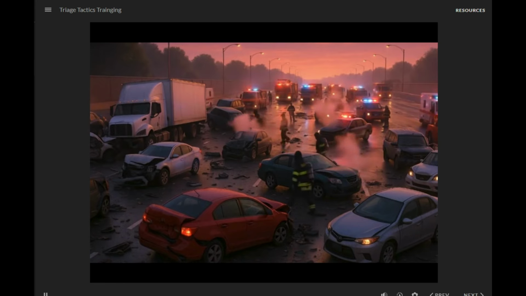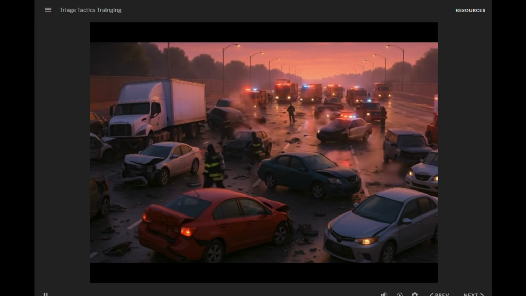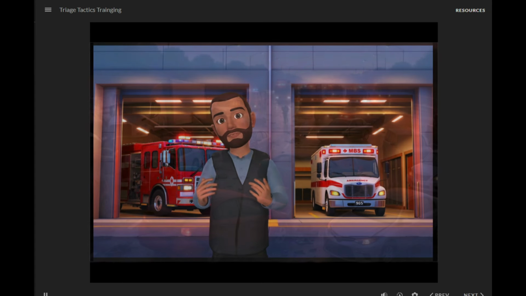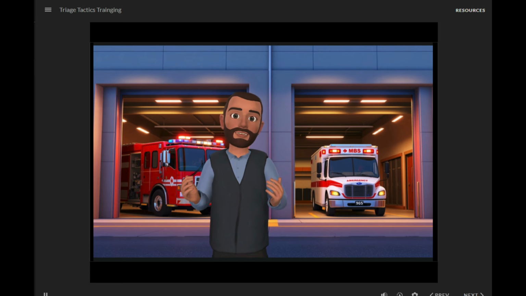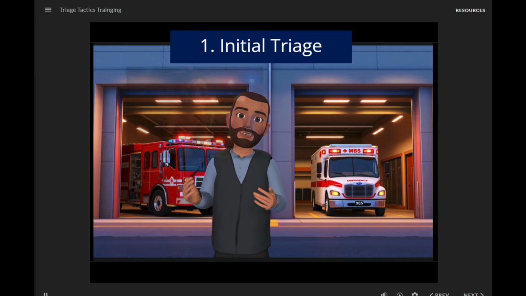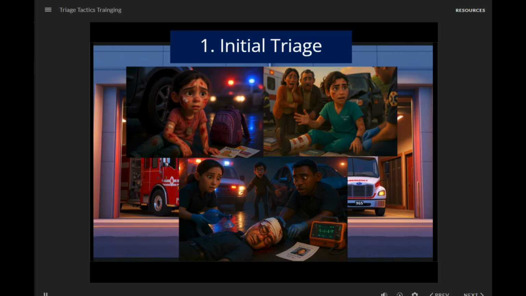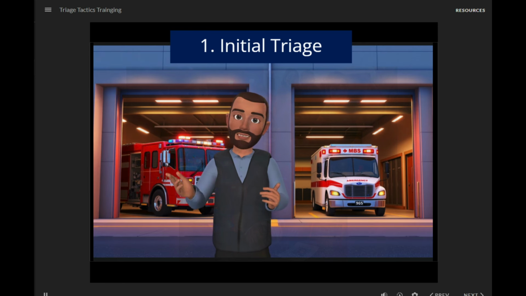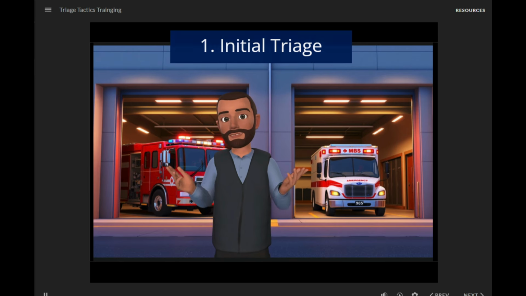Light rain has reduced visibility, and you're responding as part of a two-person EMT crew. The fire department has secured the scene, police are controlling traffic, and your ALS backup unit is 8 minutes out. You will experience 3 distinct scenarios from the same MCI. Scenario 1, initial response. You'll assess and perform initial triage on 3 patients from the collision. Each patient presents with different injury patterns and emotional backstories that will challenge your clinical objectivity.